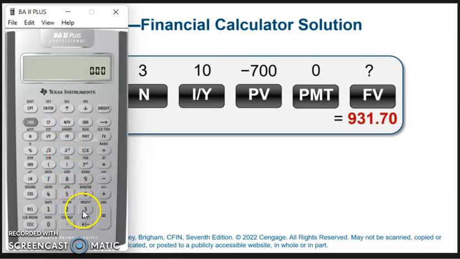So 3, press N, 10 I/Y, 700. Enter the number and hit the plus-minus key to make it a negative. PV, 0, payment, and the compute key is right here. So compute future value: $931.70.